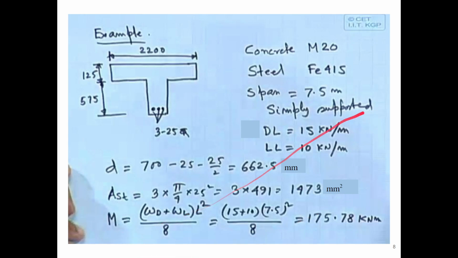And because it is simply supported, the maximum moment will be WL square by 8, which we obtained from the structural analysis course. So M is equal to WL square by 8, where W is the summation of dead load plus live load. Dead load is 15, live load is 10, so it is (15 plus 10) into 7.5 square, which is the span, divided by 8. That comes out to be 175.78 kilonewton meter.